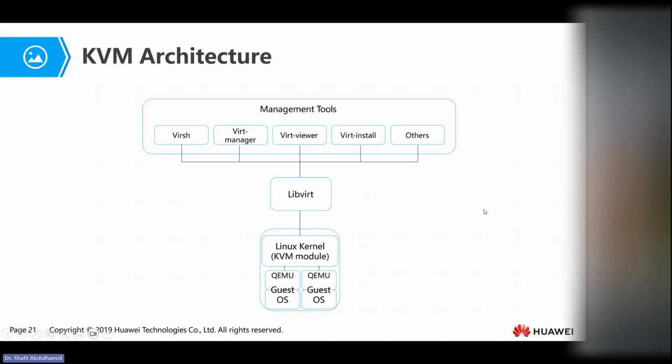This is the typical architecture of the KVM. In it, you have the main operating system residing on the hardware, and then the KVM, and then the QEMU. The QEMU manages the guest operating systems: creating operating systems, pausing, deleting. And then you have libvirt that manages other tools that work with the KVM. Examples of the other tools: Virsh, Virt Manager, Virt Viewer, Virt Install, and others.